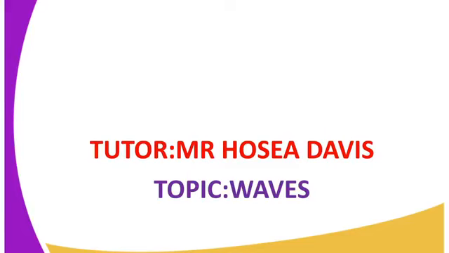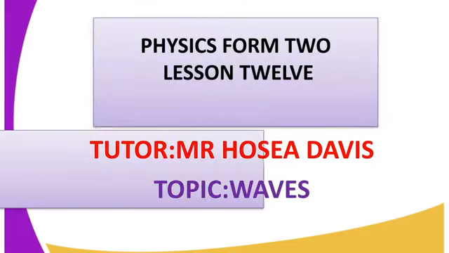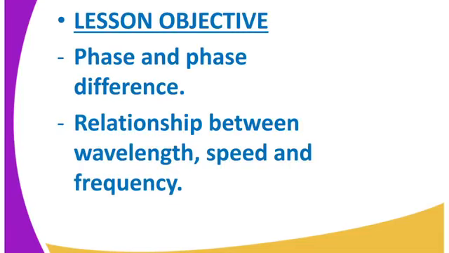We shall look at the following in our objectives. Number one, we shall focus on the phase and the phase difference of a wave. And then we shall look at the relationship between wavelength, speed, velocity and frequency. We shall look at the equation that relates wavelength, speed, and frequency of a wave. In case you have any question as we proceed with the lesson, you can ask.